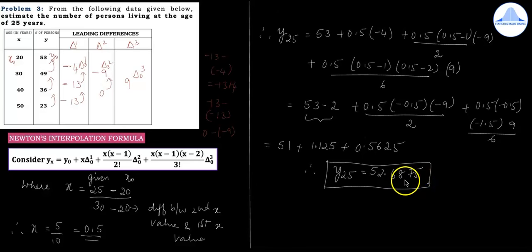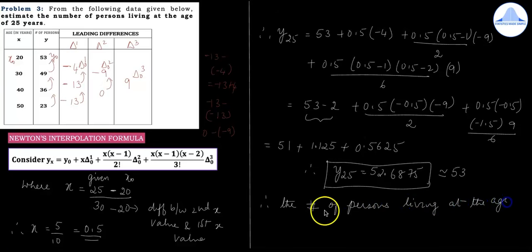But because we are talking about the number of persons, 52.6 can be approximated to 53. So therefore, the number of persons living at age of 25 years is 53.